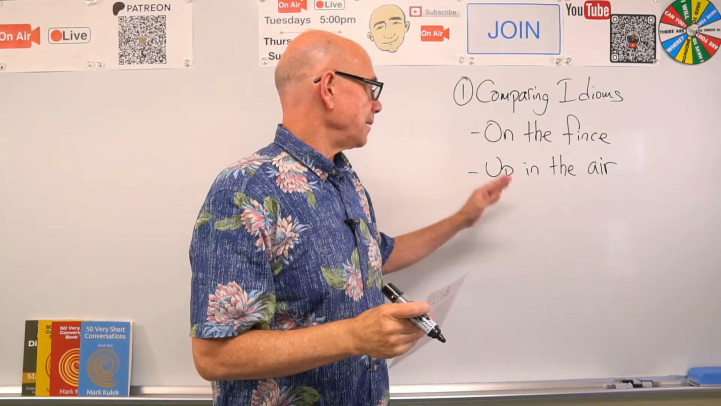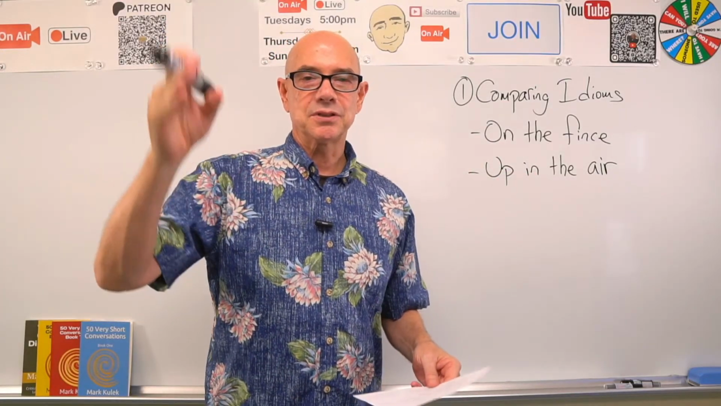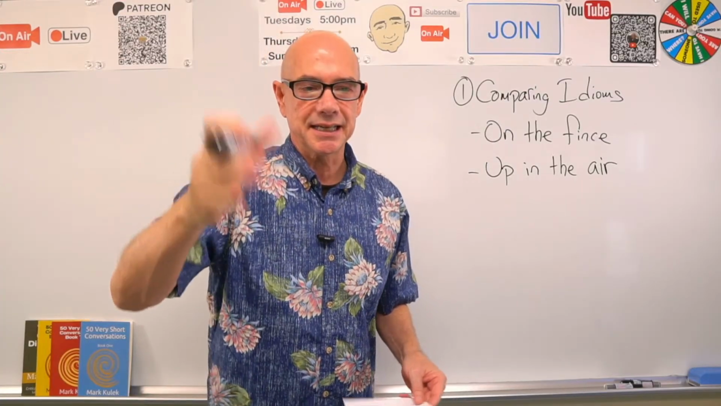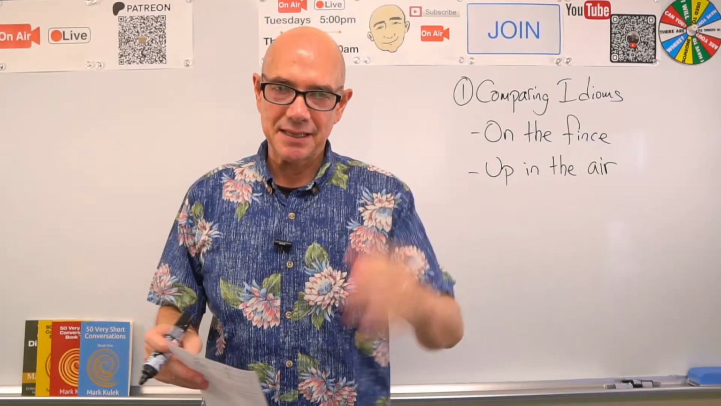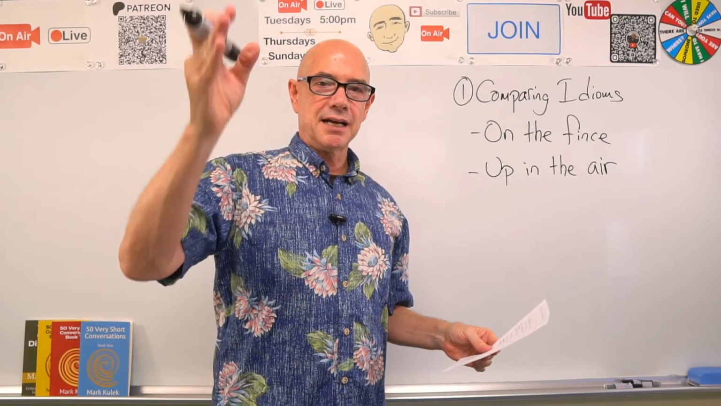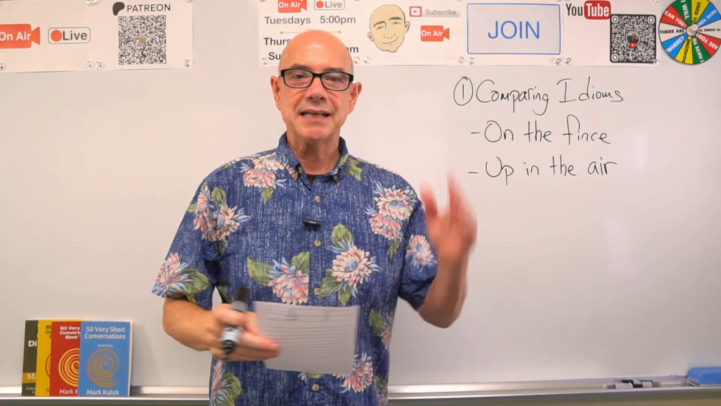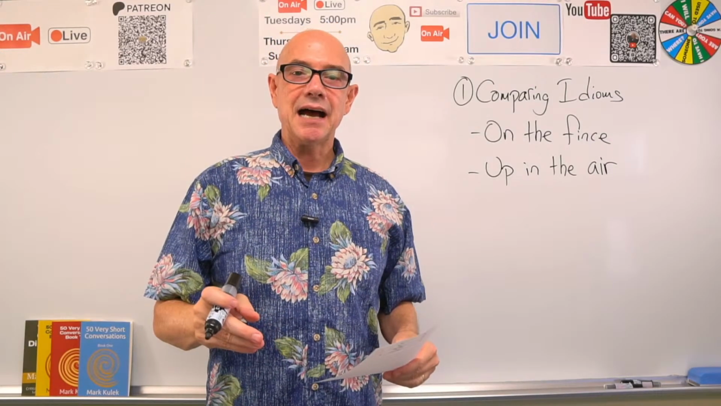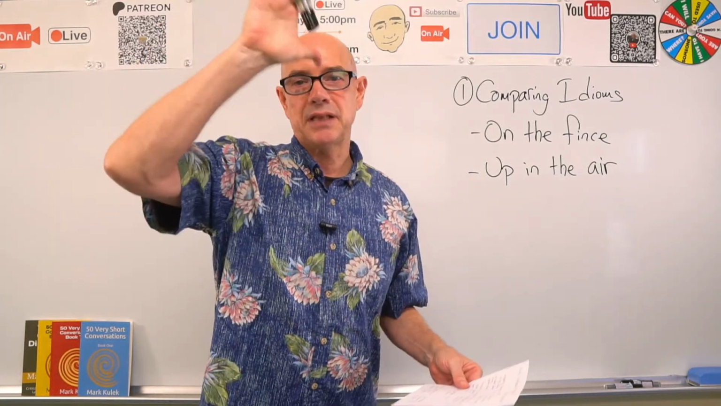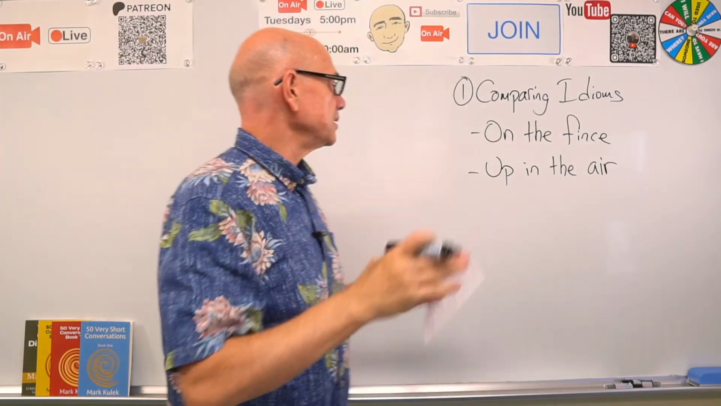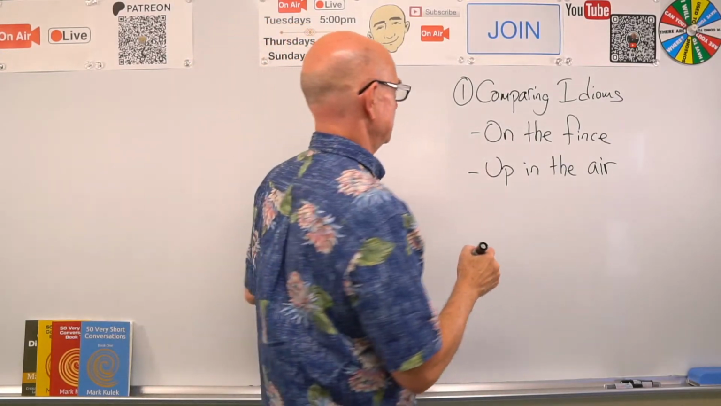Up in the air is about a plan or a situation. It's uncertain again, but it's a plan. So our summer vacation is up in the air. The time of the meeting is up in the air. It hasn't been decided. It's not a personal choice. It's a plan. On the fence is a personal choice.